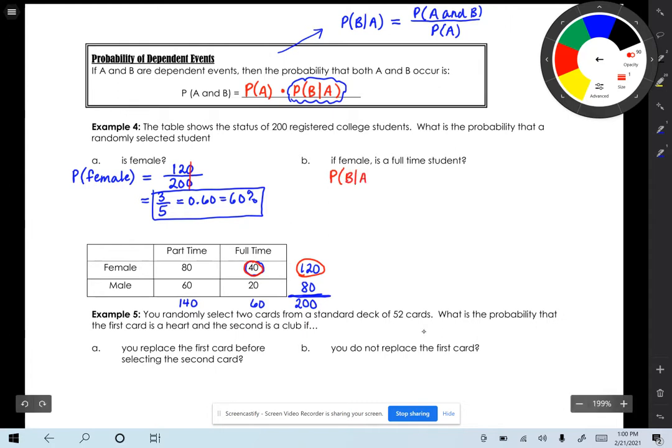So the probability, and the best way to write this, probability of B given A is equal to 40 over 120. So what I did was I used this formula right here. And the reason why I used that, the numerator is the probability that the person is female and a full-time student, which is 40. There's 40 students that are female and full-time, divided by the probability that the individual is a female. So I like using that. So that's 40 over 120, and that reduces to 1/3.